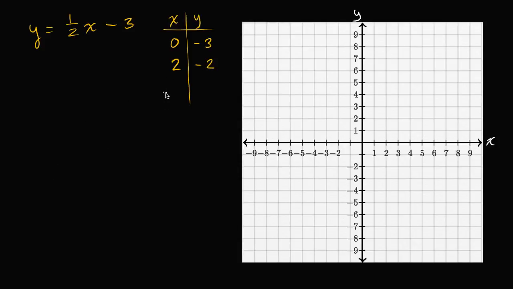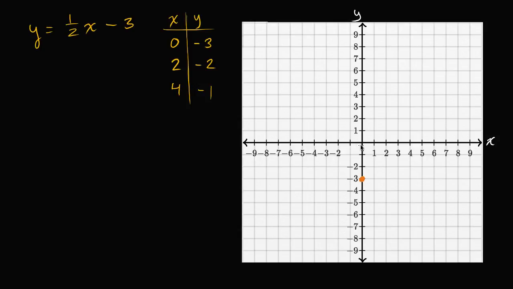When x is equal to, let's try 4. So 1/2 times 4 is 2, and then minus 3 is negative 1. And we could keep going, but actually all we need is 2 points for a line. So we're ready to plot this line if we'd like. The point 0, negative 3 is on this line. And actually let me do this in a slightly darker color so that we can see it on this white background. 0, negative 3 is on the line.